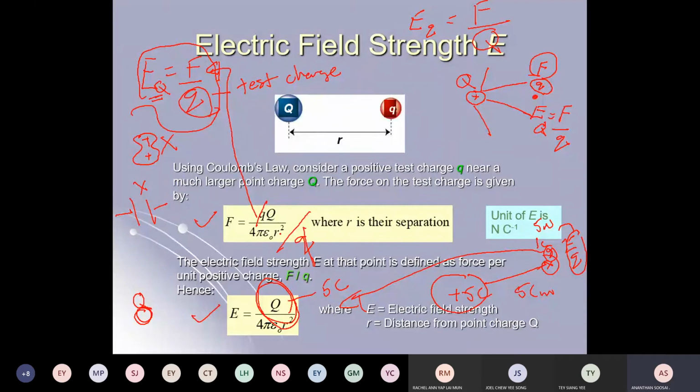Okay, so these are the two new formulas in the list. F equals KQQ over R squared. I prefer to use KQ, it's easier for me, but in the exam you write 1 over 4 pi epsilon naught. So KQQ over R squared is Coulomb's law, and from Coulomb's law we get the electric field strength, KQ over R squared.